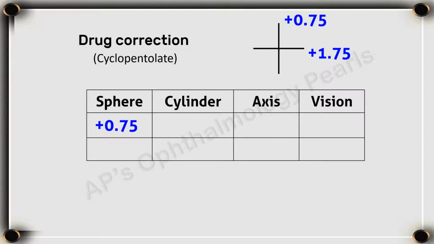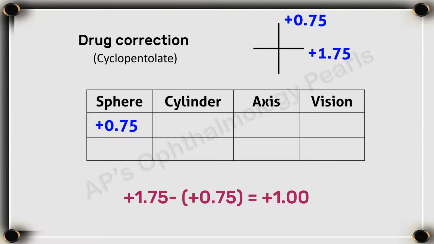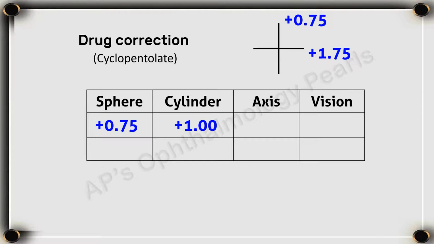Only in the horizontal meridian, we want a power of plus 1.75 diopter. So we need to add the difference of the two values to the horizontal meridian. What is the difference of the two values here? Subtract the value of the sphere from the value in the horizontal meridian. So here we get plus 1.75 minus plus 0.75, which is equal to plus 1. That is the value of the cylinder, and we shall write this here.